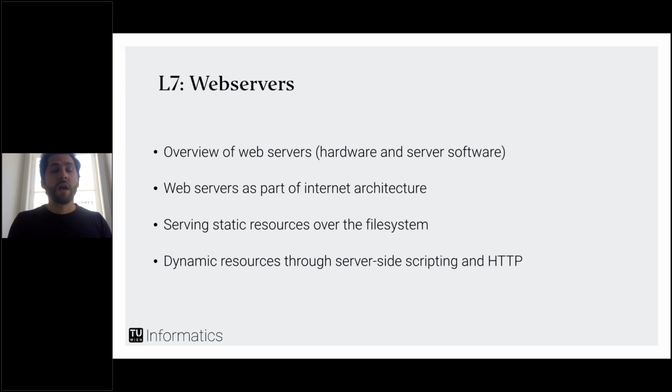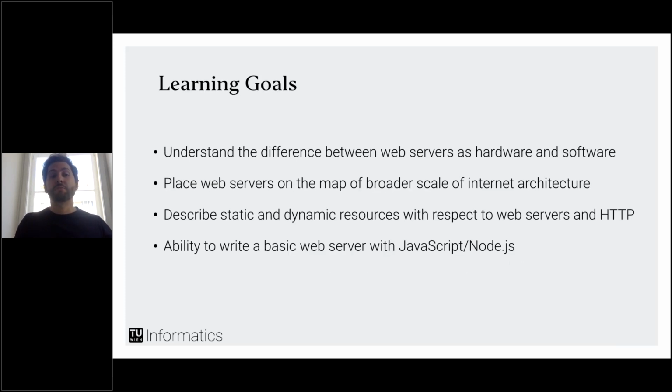I want you to understand how web servers are part of the internet architecture. We're going to talk about serving both static resources from the file system and then dynamic resources through a programming language. In the end, I want you to understand the difference between web servers' hardware and its software. I want you to place web servers, especially the hardware part, as part of a broader map in the internet architecture. I want you to be able to describe the difference of serving static and dynamic resources with respect to web servers. And eventually, we're going to look at a very small example on how to write a very basic web server in JavaScript and Node.js.